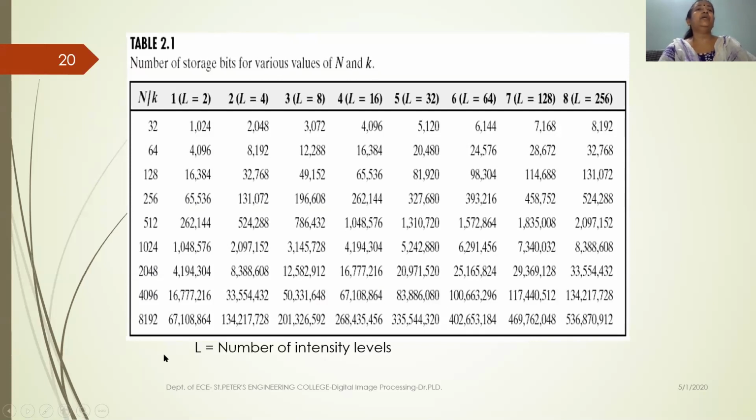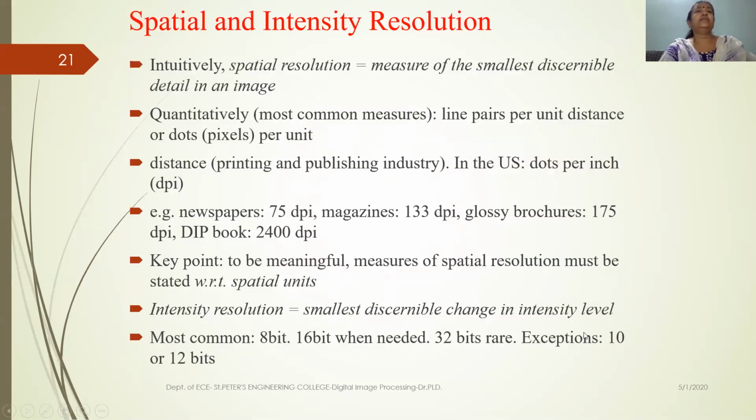Okay, if the image size is 8192 by 8192 into 8 bits, the total number of bits required to represent an image is this figure. Okay, and these are spatial resolution and intensity resolution. Do you want any clarification regarding the spatial and intensity resolutions again?